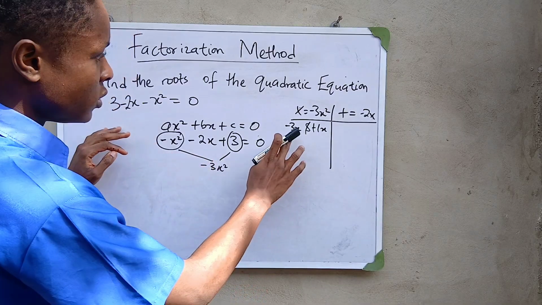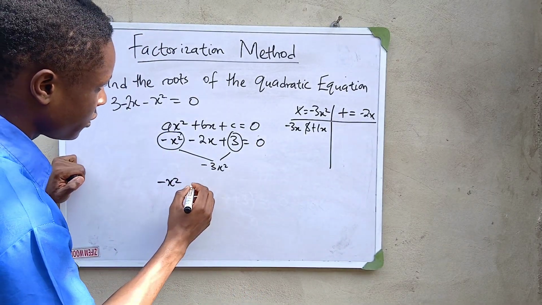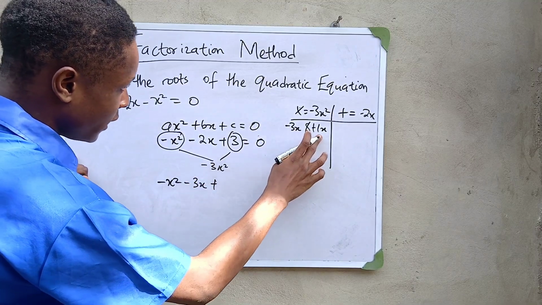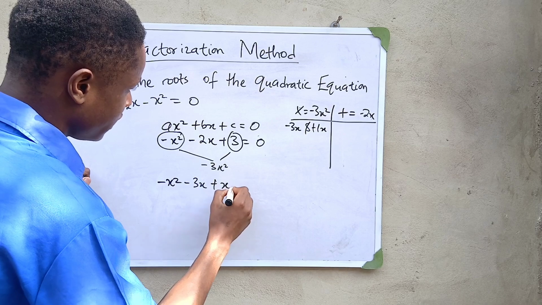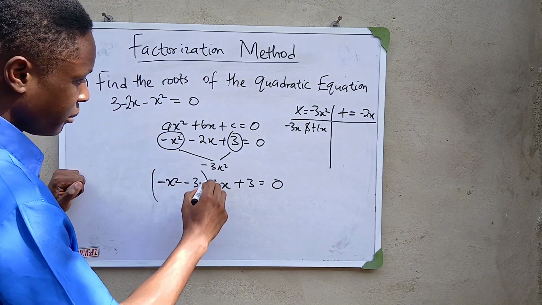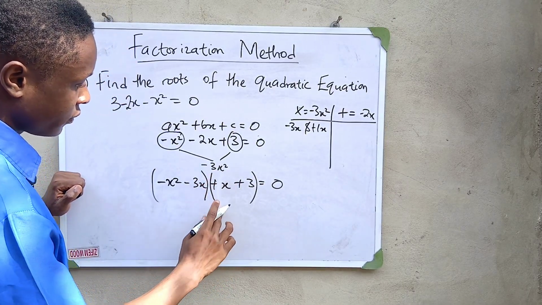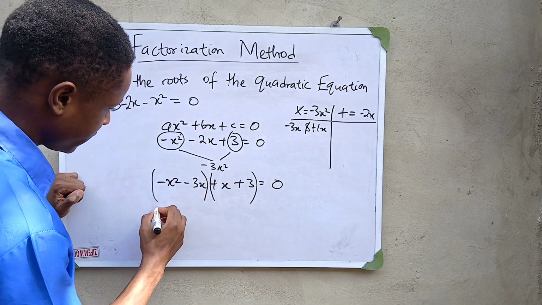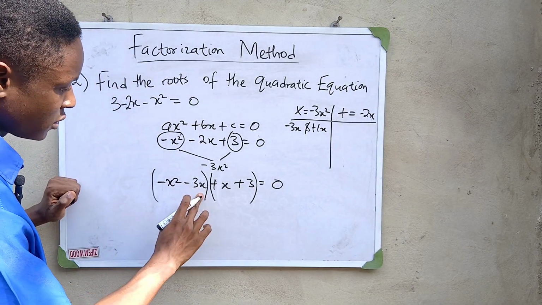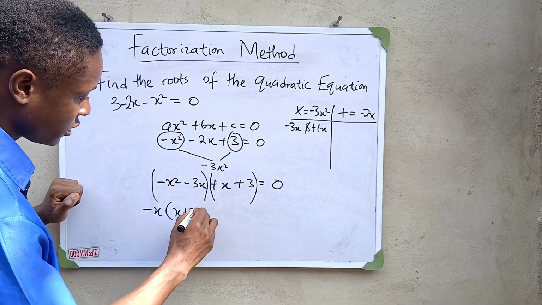Now we'll substitute this for this. So we have minus x squared minus 3x plus 1x plus 3 is equal to 0. We'll take them in pairs now. What is common here? Minus is common and x is common. So we'll have minus x into x plus 3.